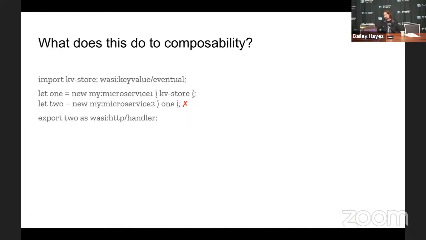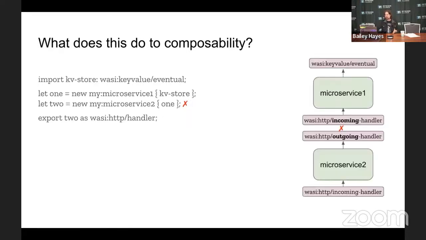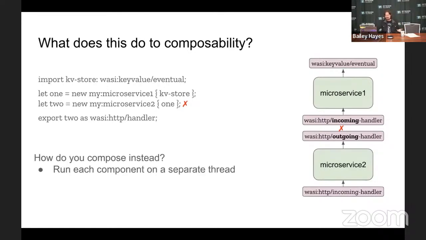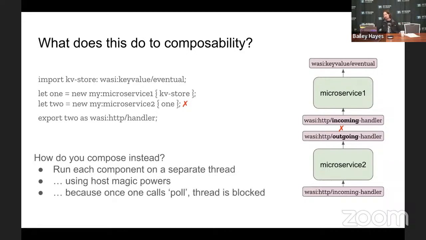So what does this do to our composability? Well, that nice little composition I showed just doesn't work. Why? Because when I try to link them together, microservice 1 exports an incoming handler, microservice 2 imports an outgoing handler, and they're just not the same or trivially adaptable. And so how do you have to compose instead? Well, you have to run each component in a separate thread using host magic powers, because that's just not a thing you can do right now in the component model. And why? Because once a single component calls poll and blocks, if they're all sharing a single thread, then they're all blocked, because there's only one thread and you just blocked it. So if you want them to actually run concurrently, put them each in a thread using magic host powers, and you're like, oh, I had to step outside the component model to compose. So we've lost compositionality.